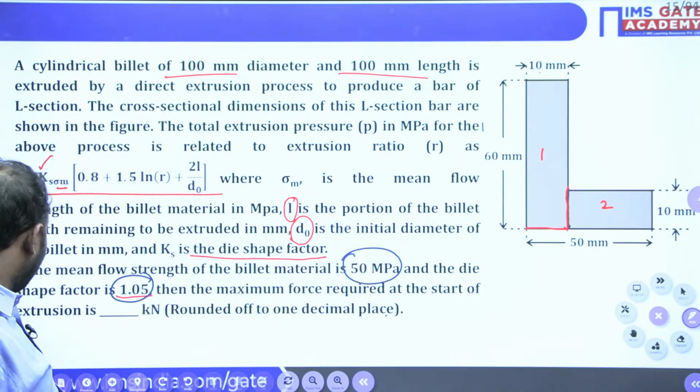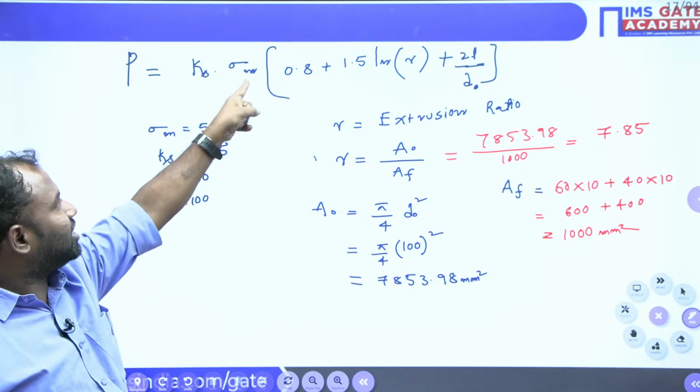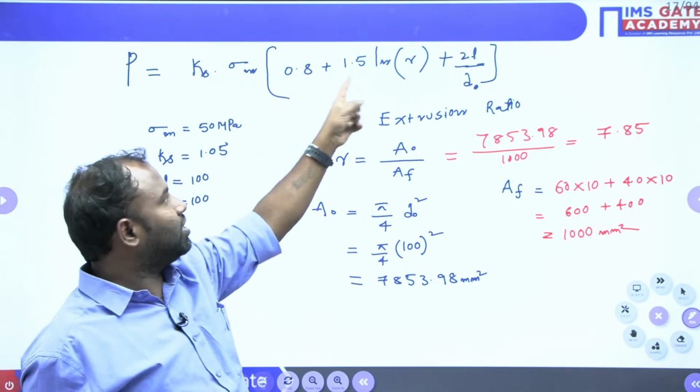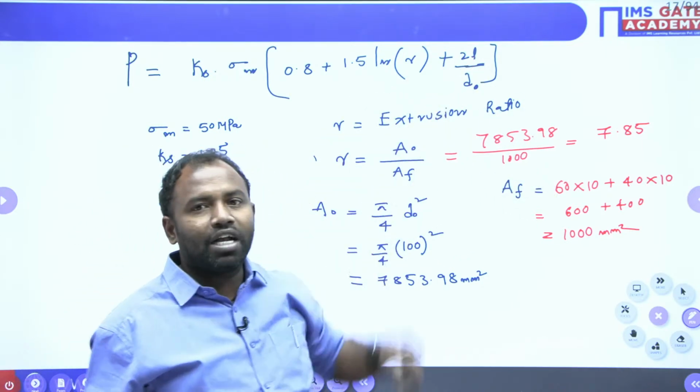Now we got all the terms which are present in the formula. So now we got Ks, sigma m 0.8, these standard values, R value also 7.85, L is 100, D naught is also 100.